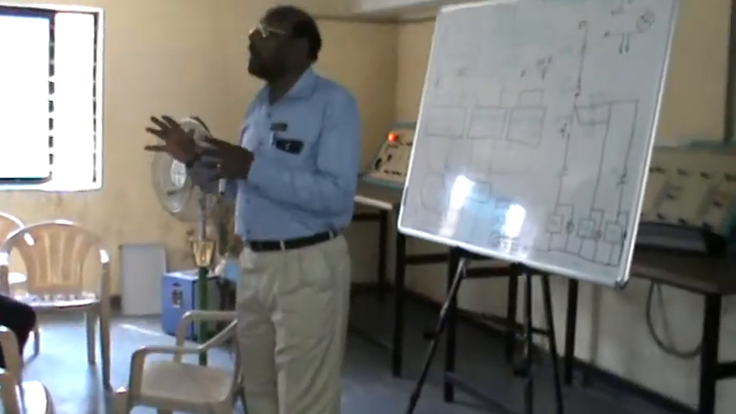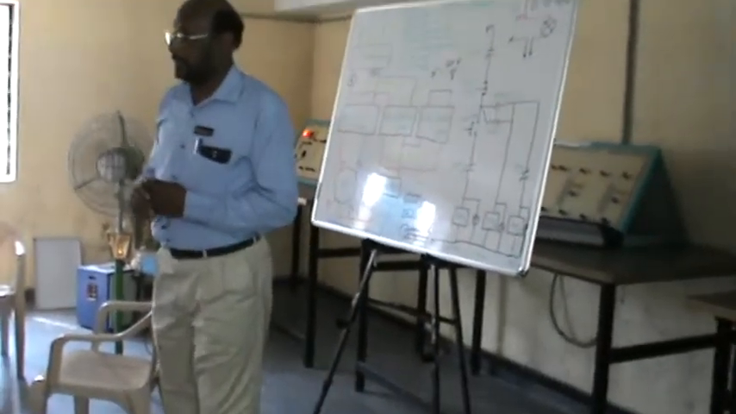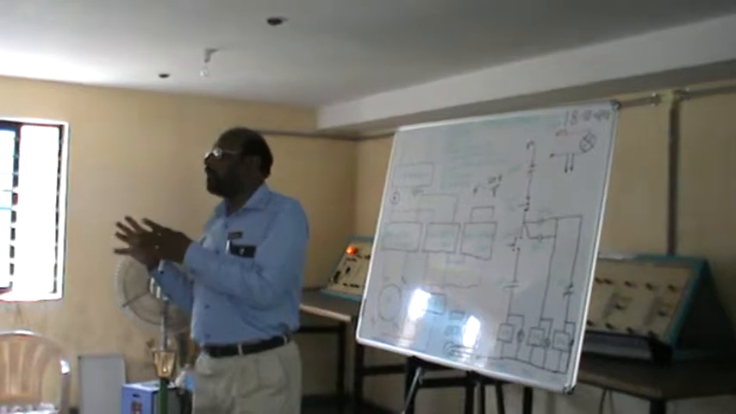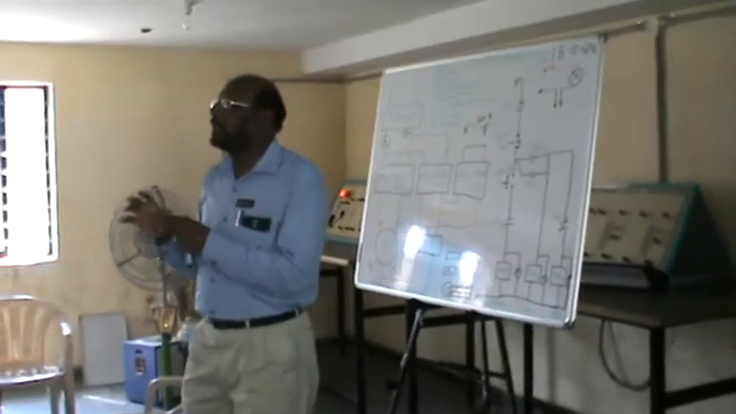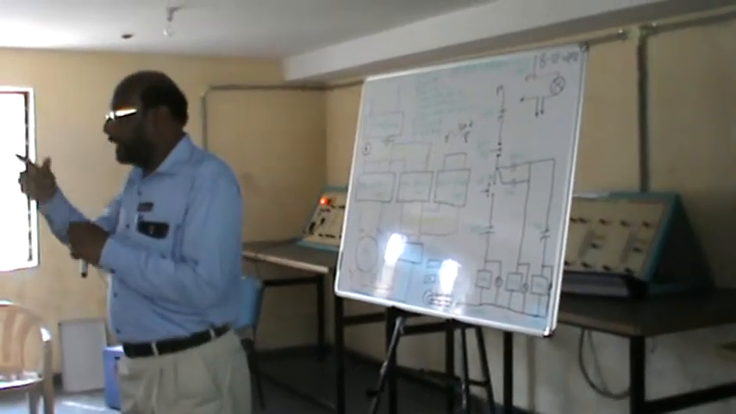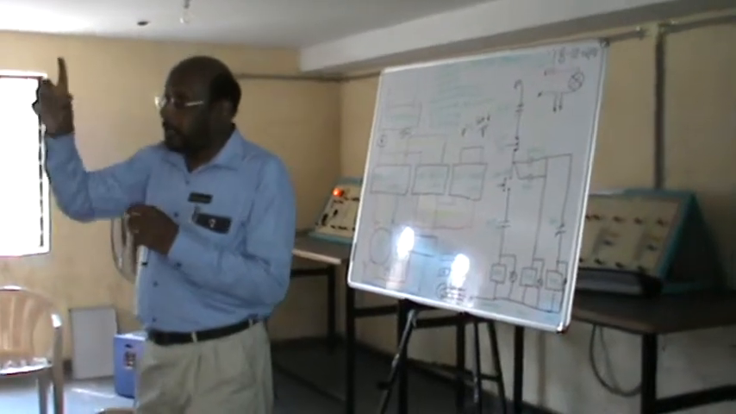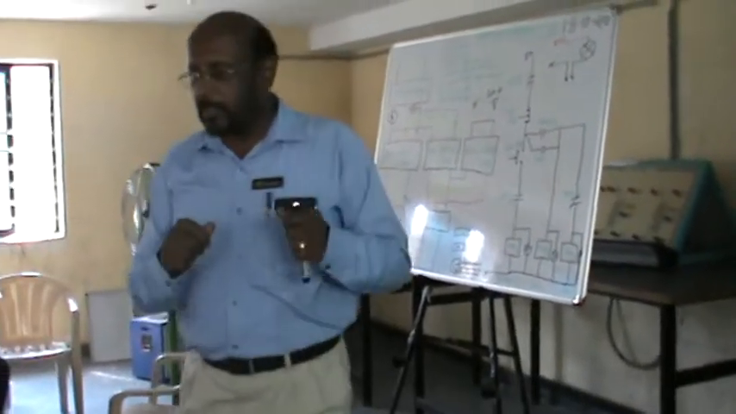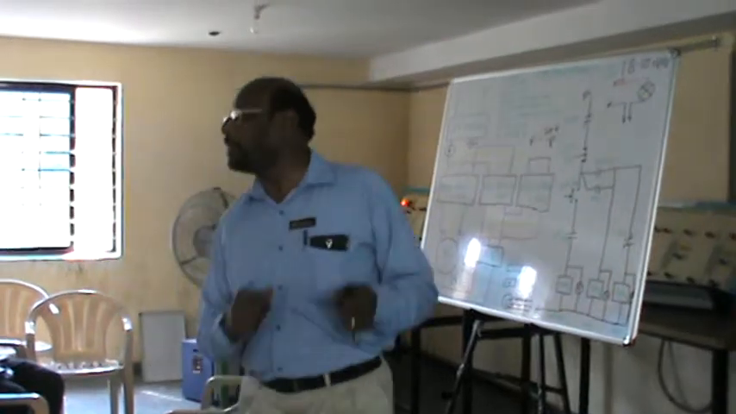Now we learn how to vary the frequency. Frequency means the number of cycles. In AC, every time the current reverses its direction of flow. One cycle goes ahead, one cycle goes ahead, one cycle.